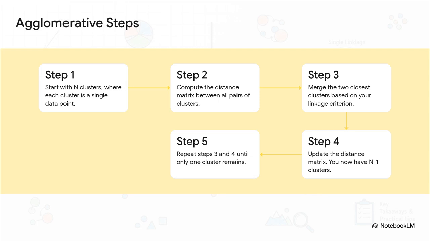Then you calculate the distances between all of them. You find the closest pair, based on your linkage rule, whether it's single, complete, or Ward's, and you merge them. Boom. Now you have one fewer cluster, you update your distances to this new merged cluster, and you just repeat the process over and over and over until everything has been merged into one giant supercluster.